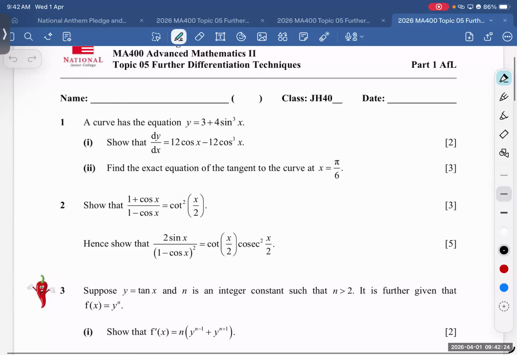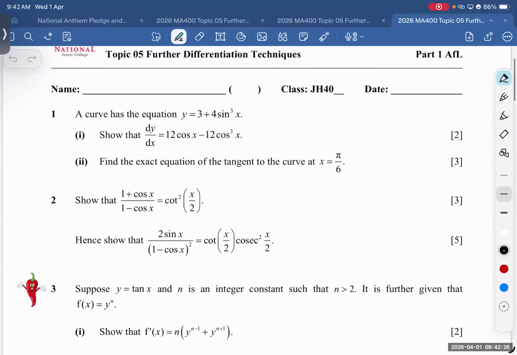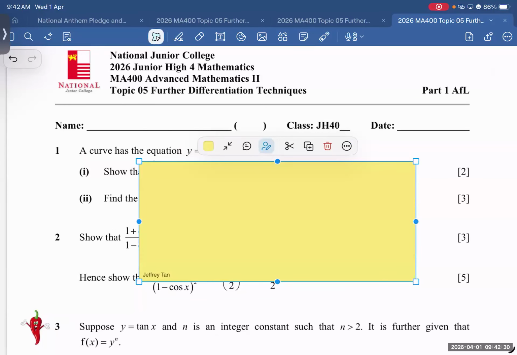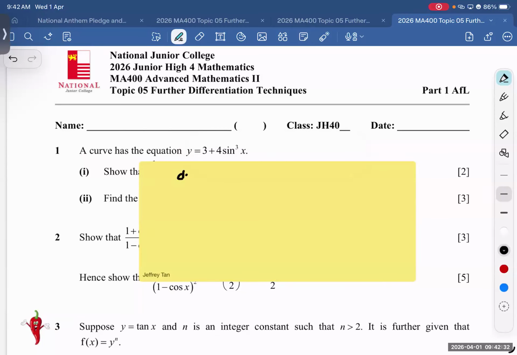Still about to do. So, in case you forgot, write this 3. Differentiate 3 gives you 0.